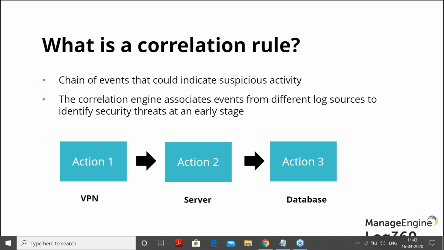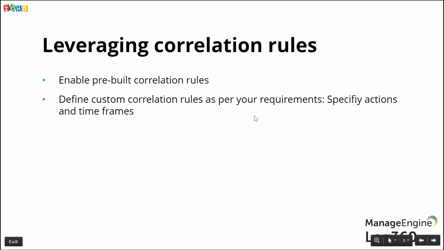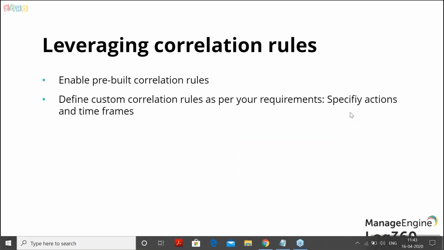And if you end up getting multiple alerts across different devices, you will be drowned in the alerting noise and you will not know where to begin investigating. So correlation rules are going to solve that problem. You can leverage various pre-built correlation rules. Pre-built correlation rules are ones that are available out of the box from within a SIEM solution.